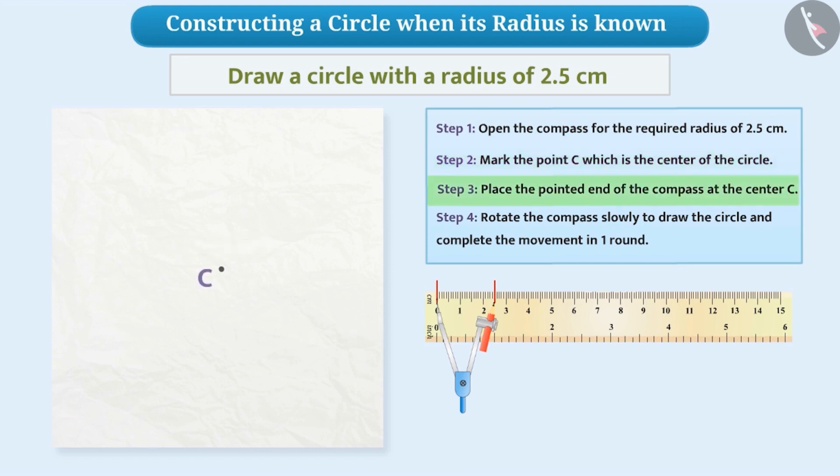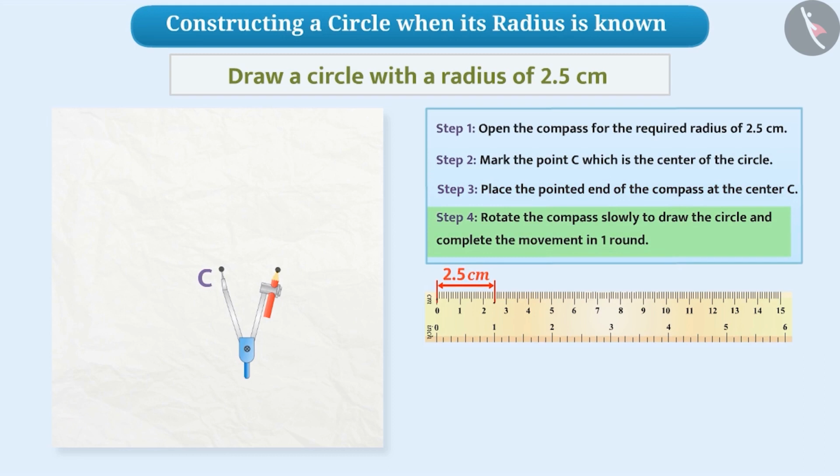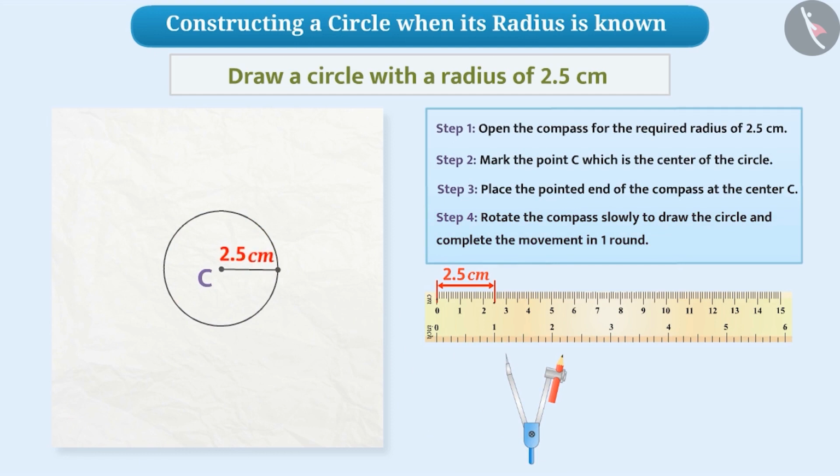Step 3. Now, we will place the pointed end of the compass at the center C. We will find that the tip of the pencil has also reached a point on the paper. The distance taken should not change. Step 4. Now, we will keep the pointed end of the compass fixed at the center and rotate the tip of the pencil slowly to draw the circle and complete the movement around in one go. From this, we will get a circle with radius 2.5 centimeters.